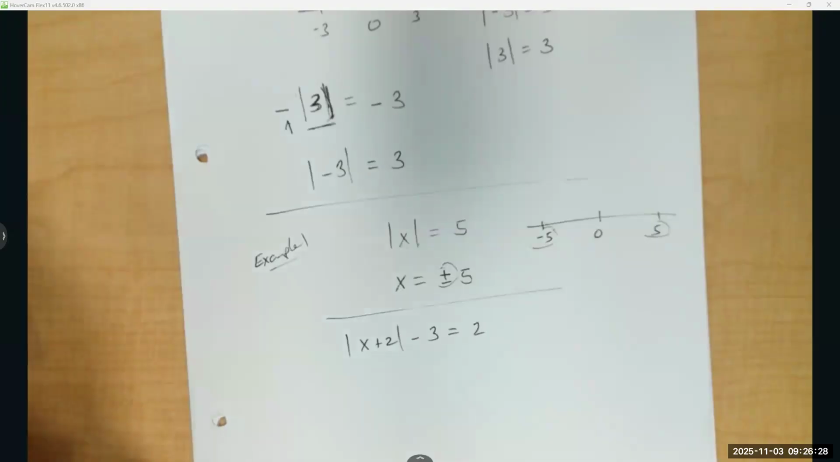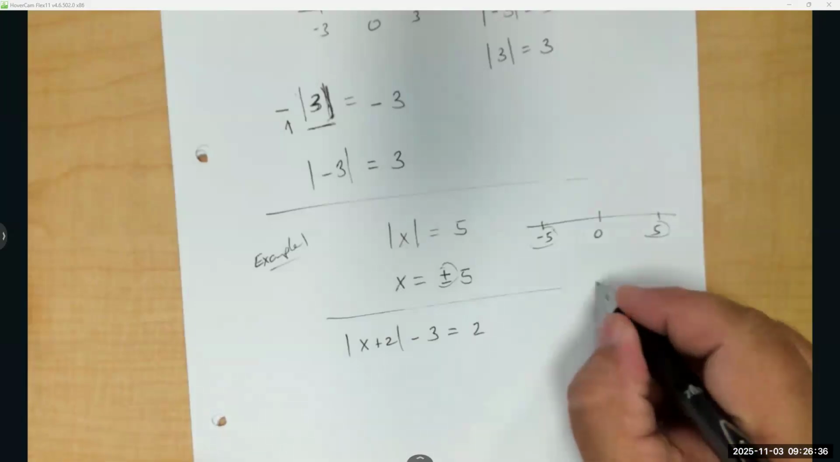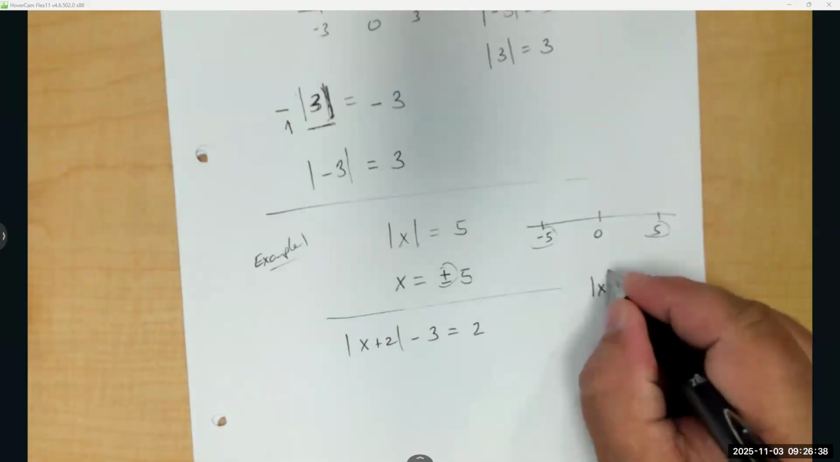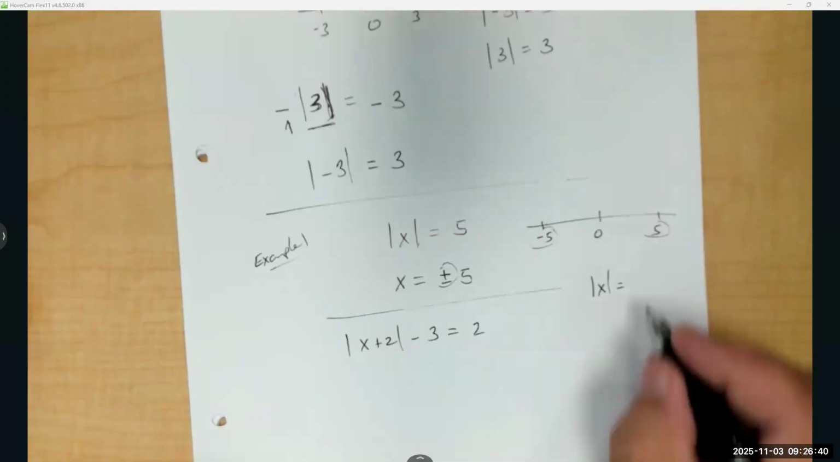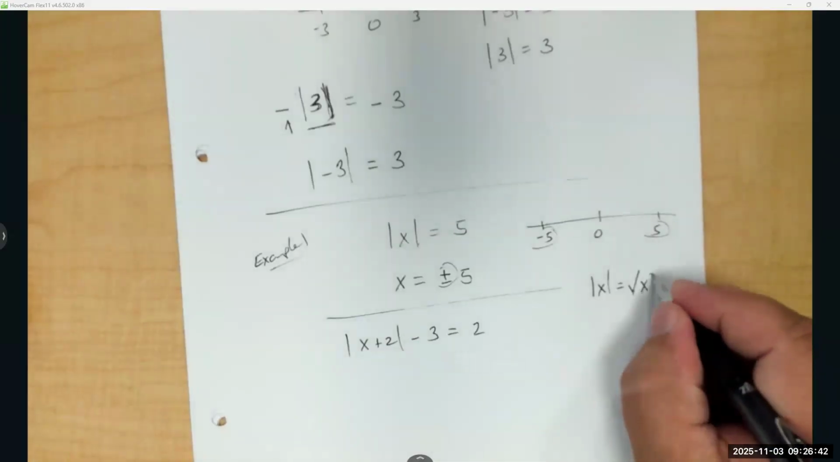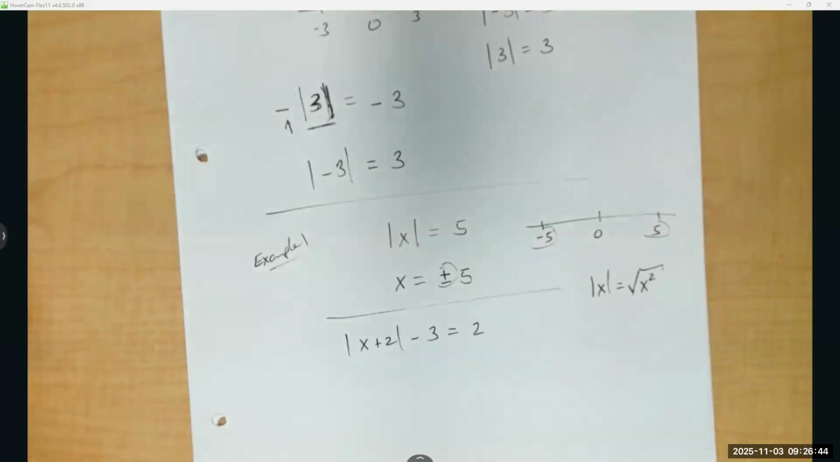Same thing we do with square roots. It has to be isolated. Here's the reason why. The formula for square root is that. That's the formula for a square root. It is a radical. It's a square root.